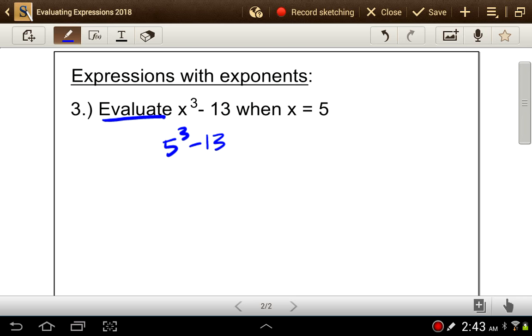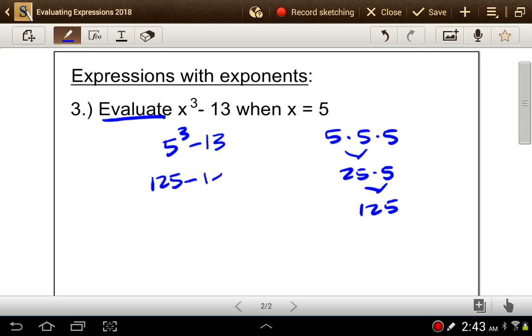5 to the third power, if you can't do that in your head, that means 5 times 5 times 5, which means I have 25 times 5, and 25 times 5 is 125. So it's 125 minus 13, which equals 112. And that's my final answer. First, I substituted in the 5 for the x. Then I simplified the expression to find my final answer. Okay, let's move on to our next example.